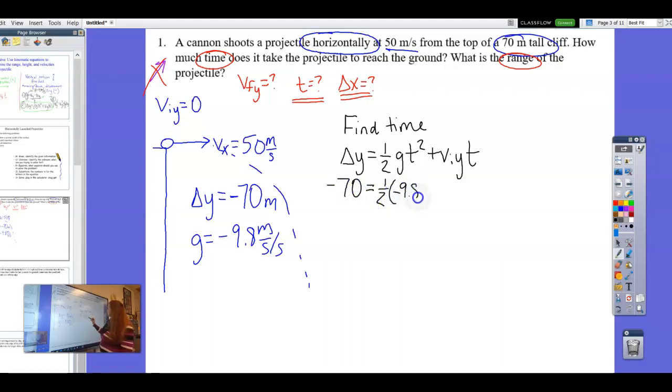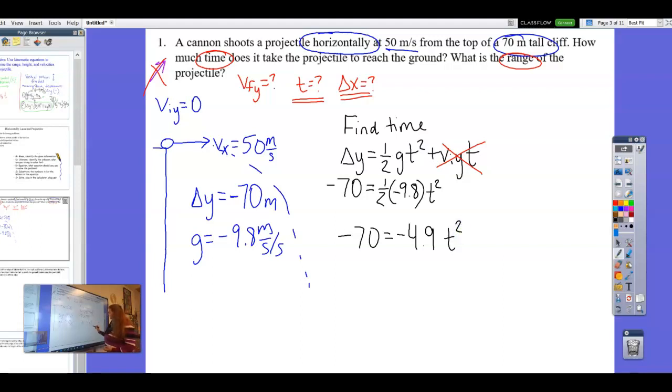g equals negative 9.8. Remember, the problem will never tell you what g is, but we know because we've already learned about free fall and projectile motion that gravity pulls everything down at the same rate. Now, if my Viy is 0, this whole term here goes away because 0 times any number equals 0. So now we're just going to solve. So again, I listed my given variables, I listed my unknowns, I listed the equation, then I substituted. Now we're going to get our calculators and solve. So negative 70 equals 1/2 times negative 9.8, which is negative 4.9.